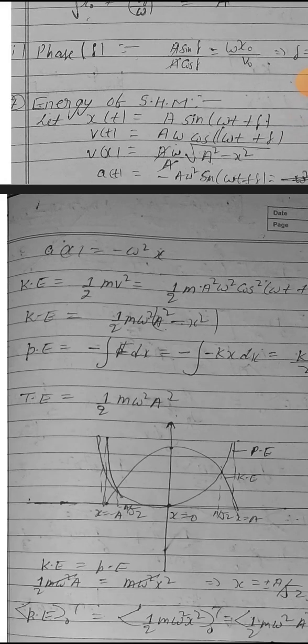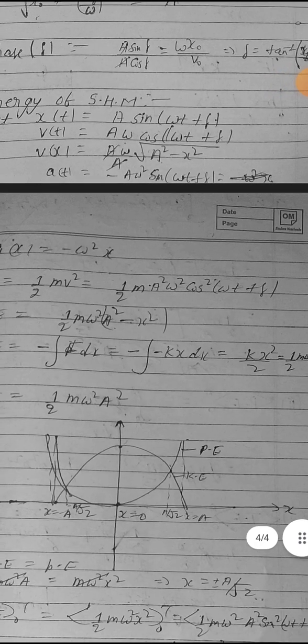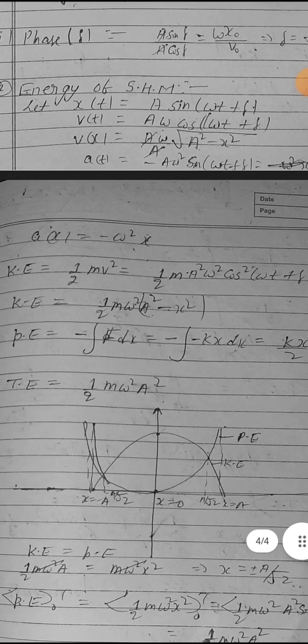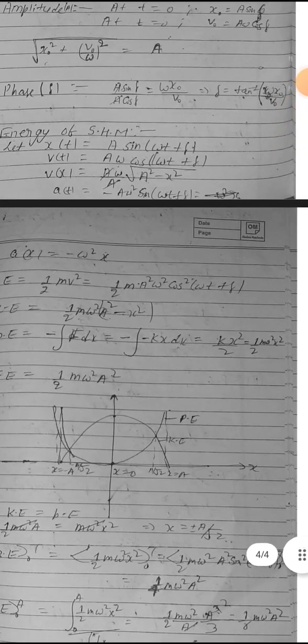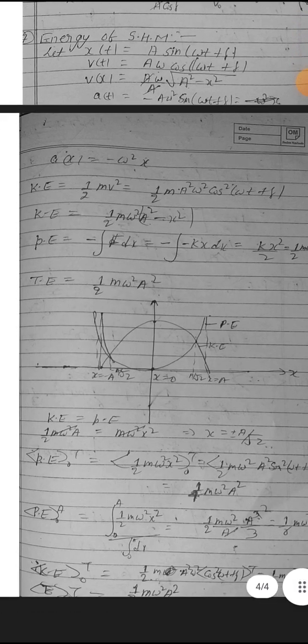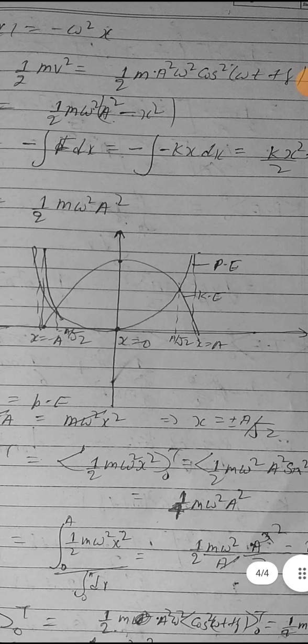Similarly, potential energy, as we know, is minus integral of f dx, and since f is the restoring force which is equal to minus kx, upon putting the value we get half k x square, and k is m omega square. So potential energy is half m omega square x square. So what about total energy? Total energy would be the sum of kinetic energy and potential energy, and that is equal to half m omega square a square. And here we have plotted the graph of kinetic energy and potential energy versus position.